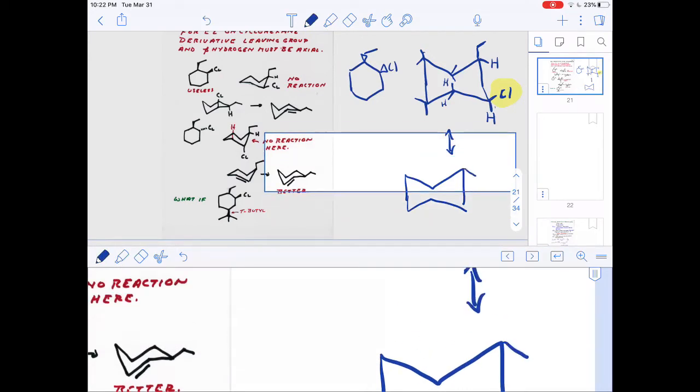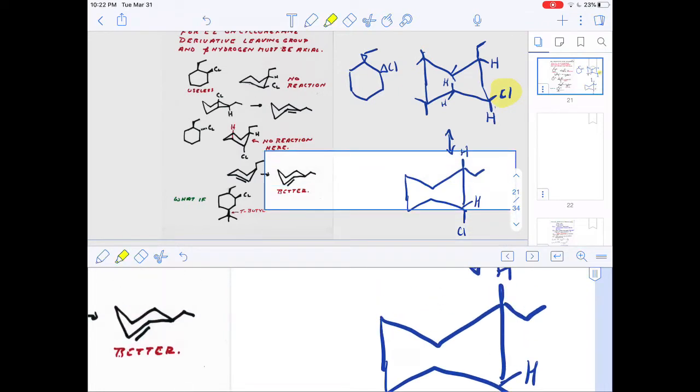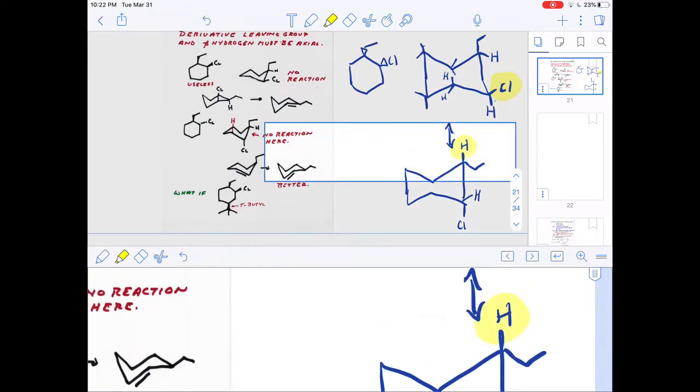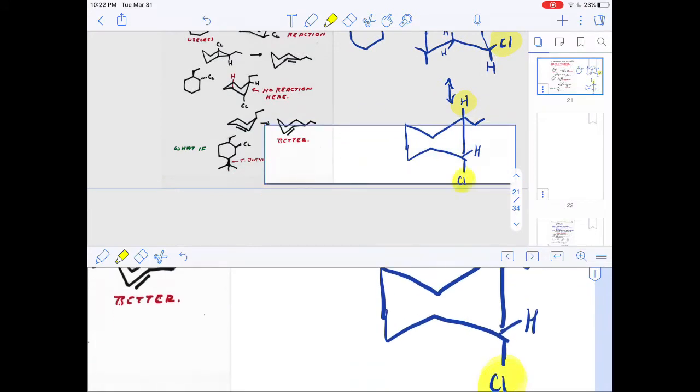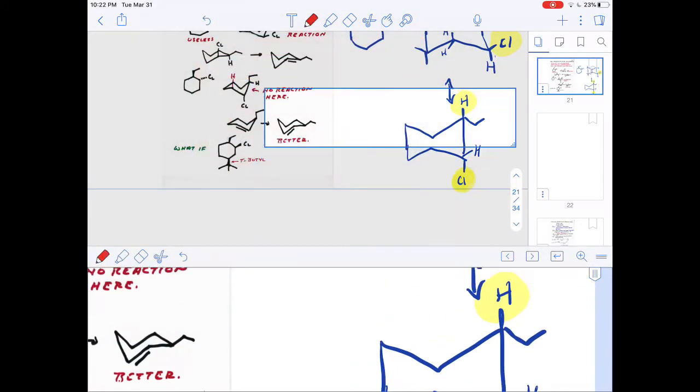Once we do the ring flip, we're going to have the ethyl equatorial and the hydrogen axial, the Cl axial, and the hydrogen equatorial. Now you can do the reaction because this hydrogen, the beta hydrogen, is axial to Cl. So your base can come in. Again, this is an E2 reaction.